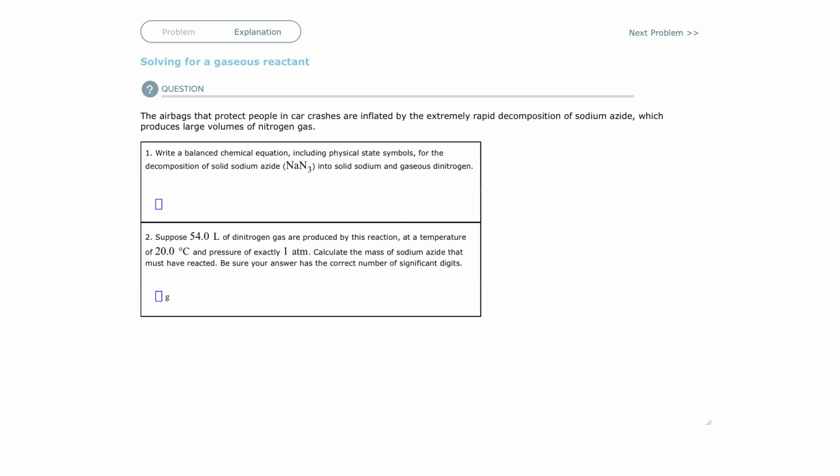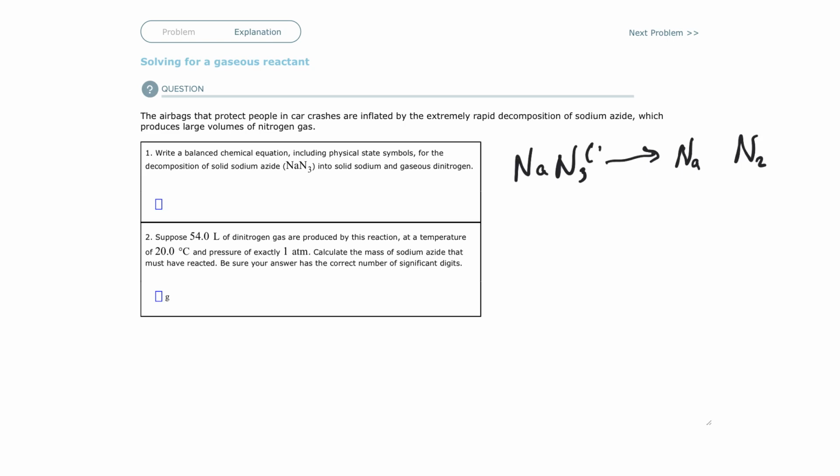The first thing they're asking is to give you the chemical equation and balance it for sodium azide decomposing into nitrogen. So you're going to need that first. You'll need some sodium left over too, of course, because you have sodium here. Azide is the triple nitrogen, and you're decomposing that into nitrogen gas and sodium. They also ask for the physical state symbols.